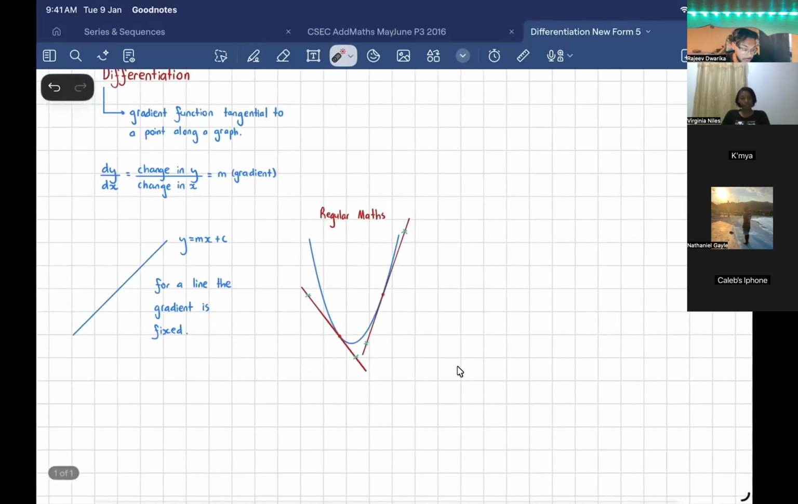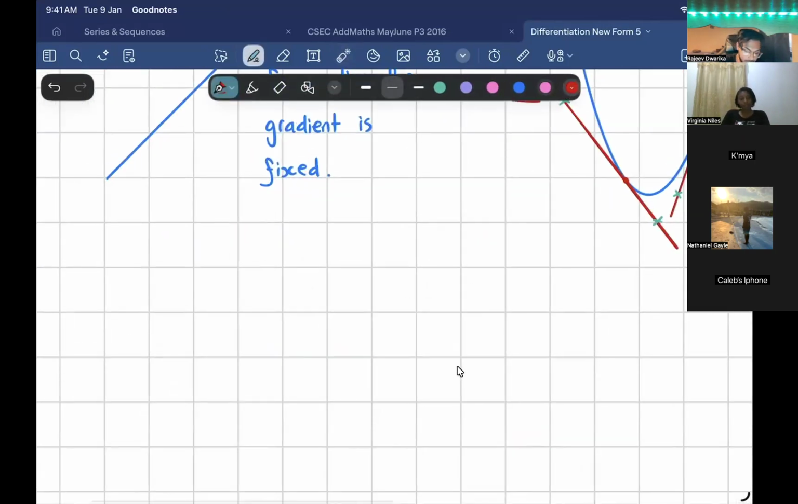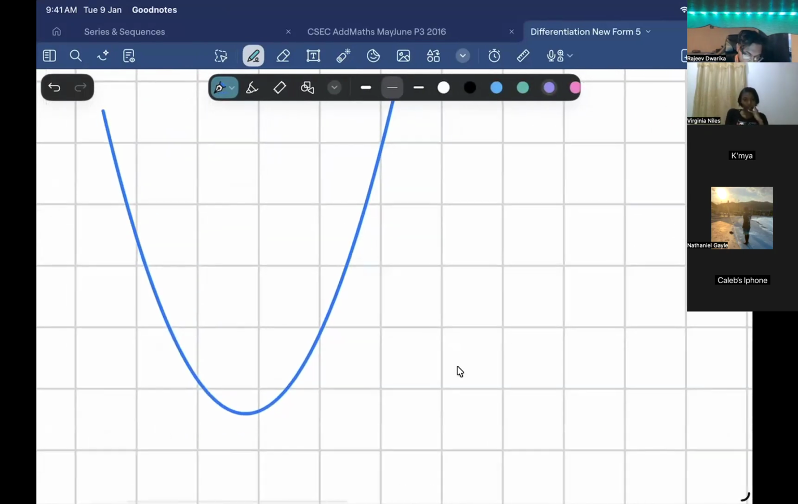So let me introduce you guys to first principles, which is the proof behind differentiation. Did you all do first principles as yet? No, sir. No problem. So here is how this is going to go. Let's just say, wait, give me a second.